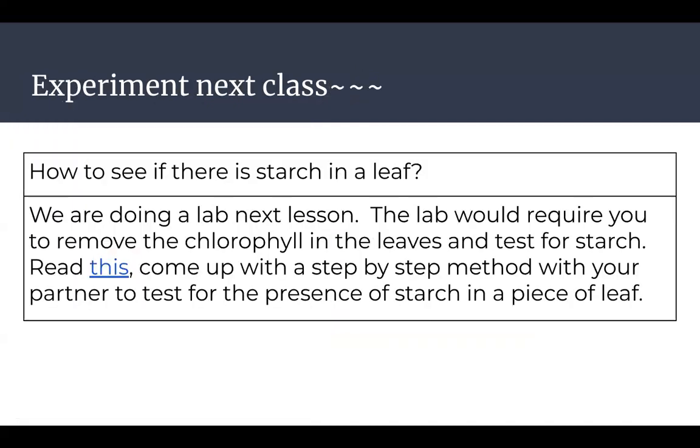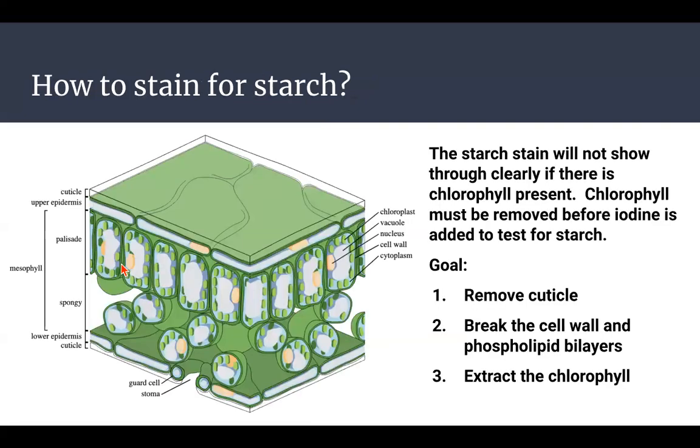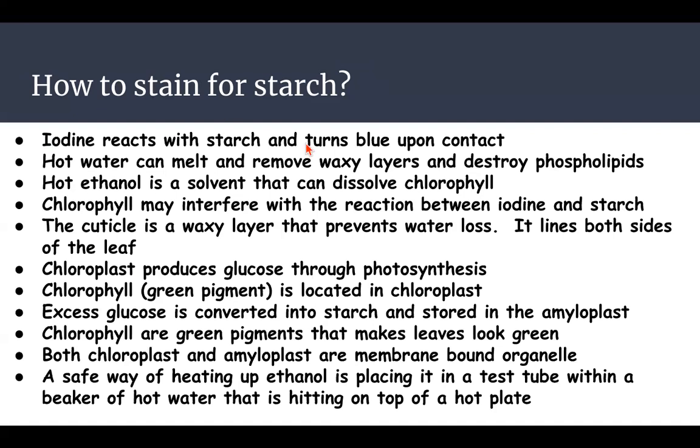And this is exactly what we're going to do. The following class, we're going to test and see if the leaf has starch in it. Now, to do that, I don't really want to give you the method of how you can remove chlorophyll and how you can stain the leaf. I want you to figure it out. So in your notes, you have a hyperlink. If you click there, it's going to give you the structure of a leaf and a lot of statements, all right? It tells you what chemical or what process can do what.